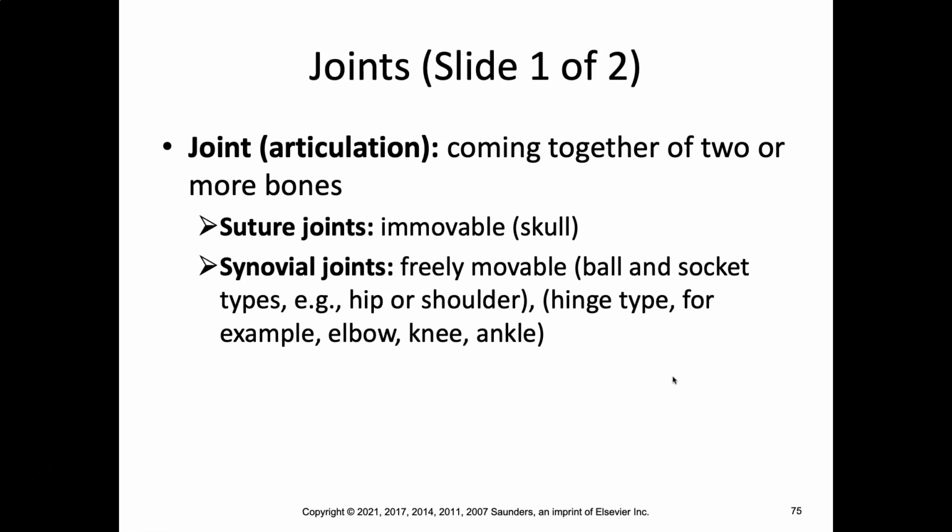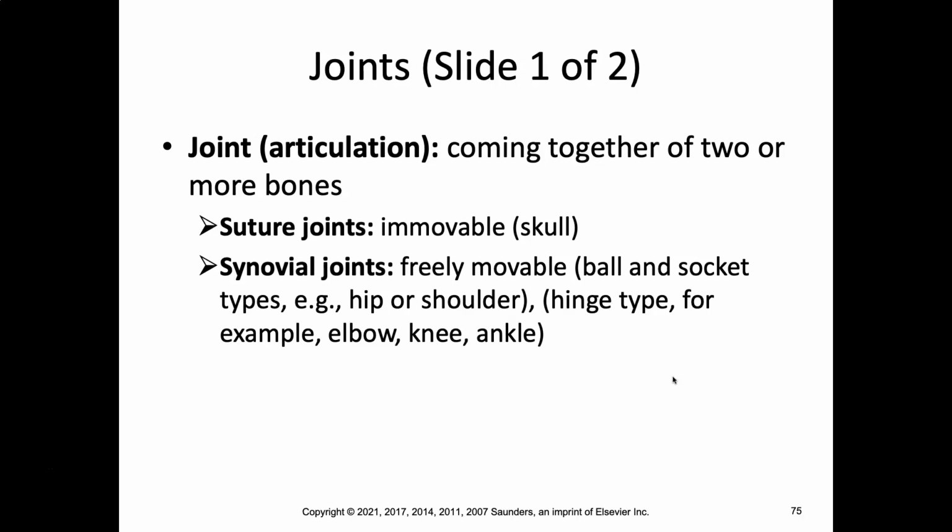All right, joints. Joints are also known as points of articulation. It's a coming together of two or more bones. You have two types of joints. One is called suture joints. Those are immovable, and those are all in your skull. You also have synovial joints. That's pretty much everything outside of your skull. That is wherever the joints are freely movable. And you have different types of freely movable synovial joints.